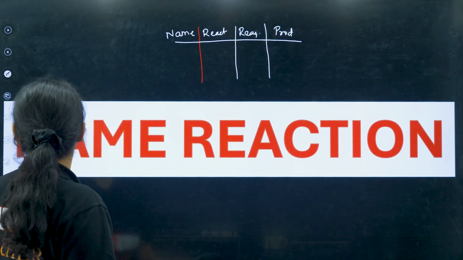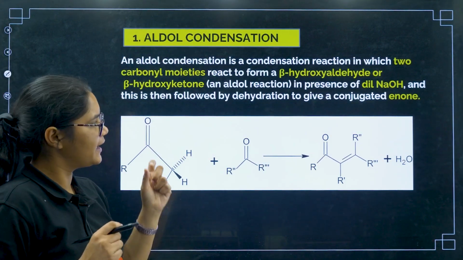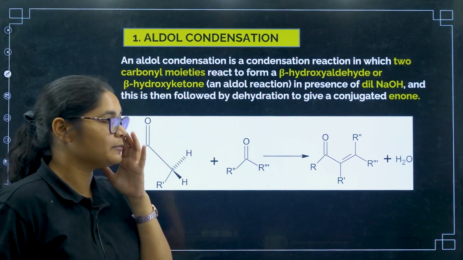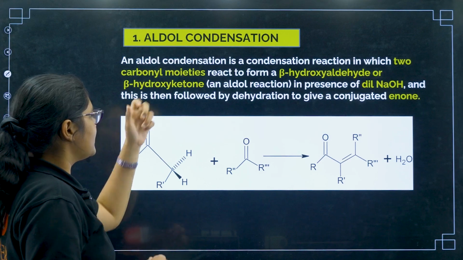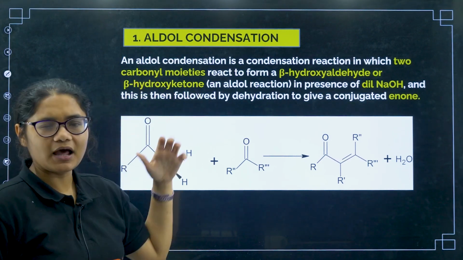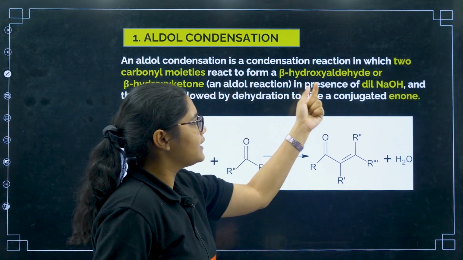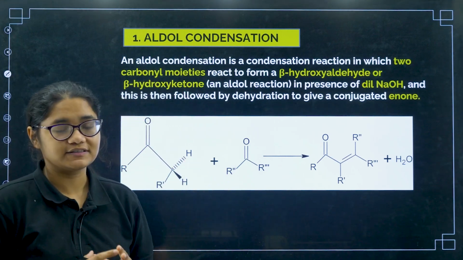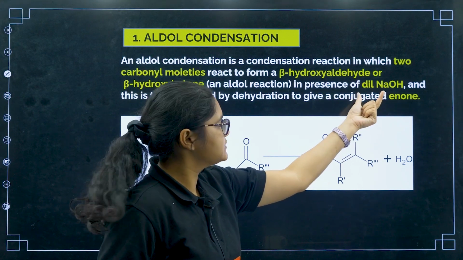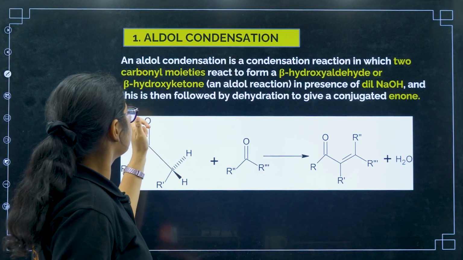Now coming to the first one, that is aldol condensation. This is very simple. I have already highlighted the reagents, the reactants and the products in all the name reactions, so it won't be difficult for you. Aldol condensation is a condensation reaction in which a carbonyl moiety, either an aldehyde or a ketone, reacts to form a beta hydroxy aldehyde or beta hydroxy ketone. This is the first product formed in the presence of dilute NaOH. So you can see this is the reagent, this is the product and this is the reactant.